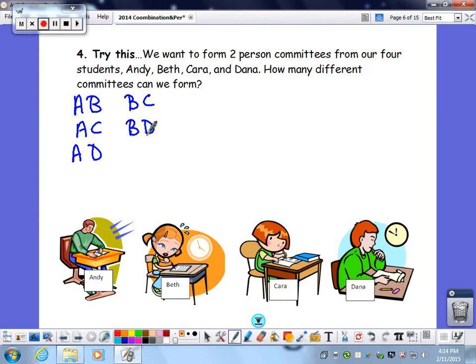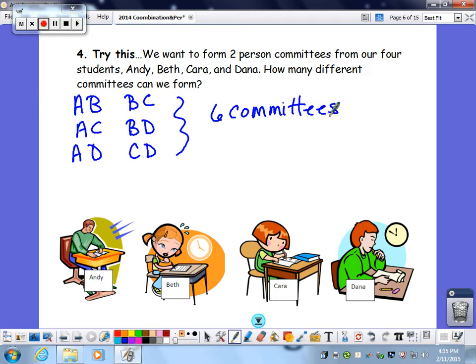Alright, let's start with Kara. What do we got? Well, we already have Kara Andy, so we're not going to use that again. And we already have Kara Beth. We're not going to use that group again. Alright, so that means that only leaves us with Kara Dana. And here again, okay, so is that all of our choices? Well, we already have Dana Andy. We already have Dana Beth. And we already had Dana Kara. So that's all of our choices. So that means we can make 6 committees out of these 4 people.